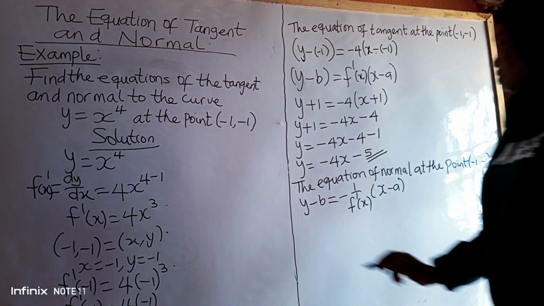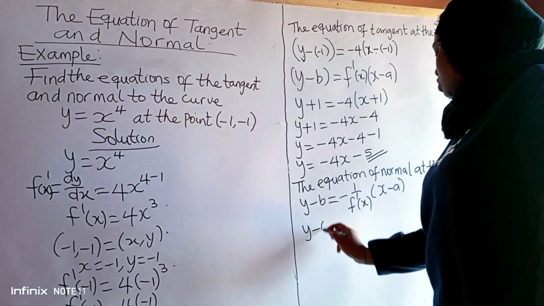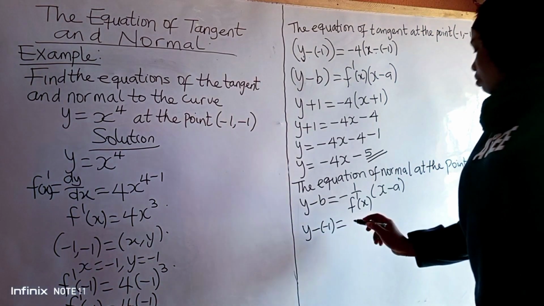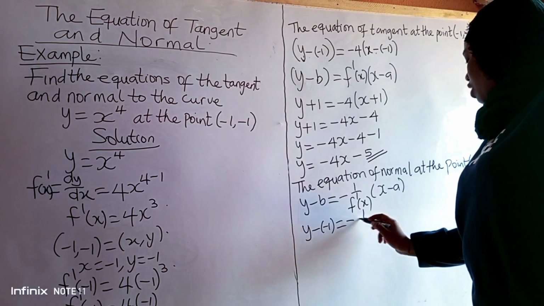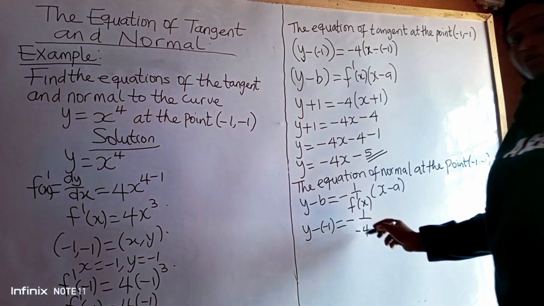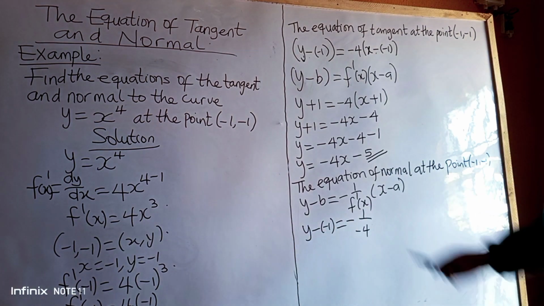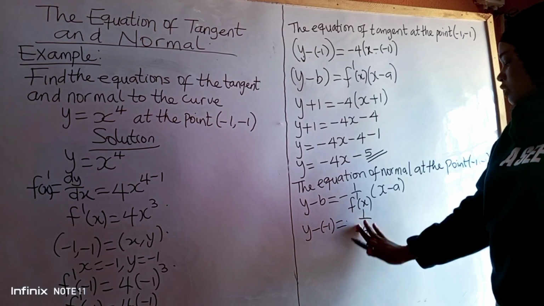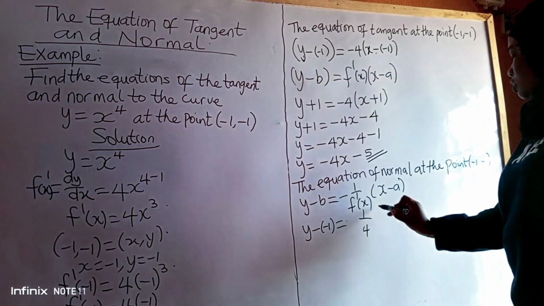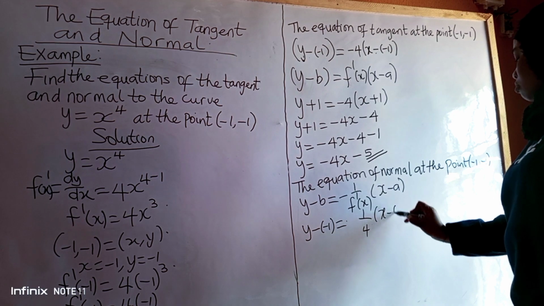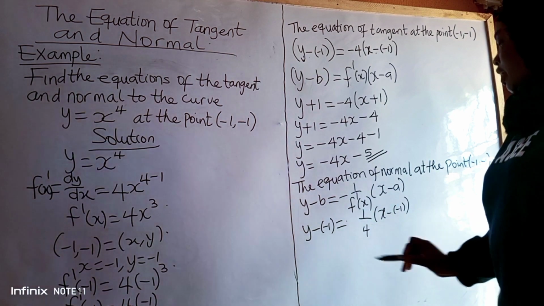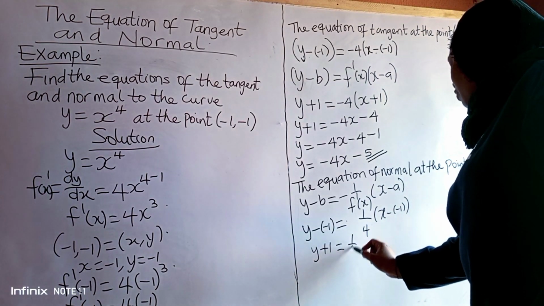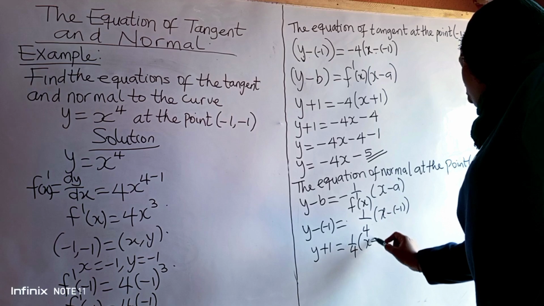So let's substitute. So I have y minus 1 is equal to minus 1 over minus 4. I just want you to understand where I got this minus from. Minus, minus, so I have plus now, into bracket x minus 1. So I have y plus 1 is equal to 1 over 4, then x plus 1.